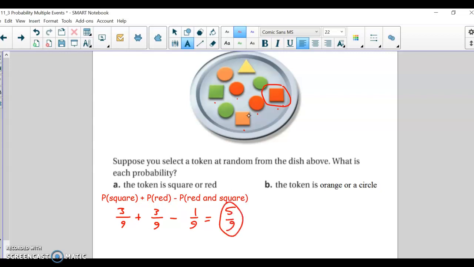If we do this visually again, if I circle all the ones that are either red or a square, you'll see that that's correct. That would be 5 out of the 9. Again, this one ended up getting counted twice when we did our little calculation. That's why we subtracted it off here. So 5 9ths. I'm going to have to make a second video because I'm out of time.